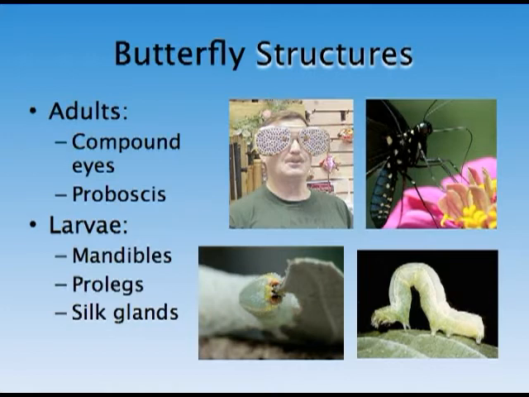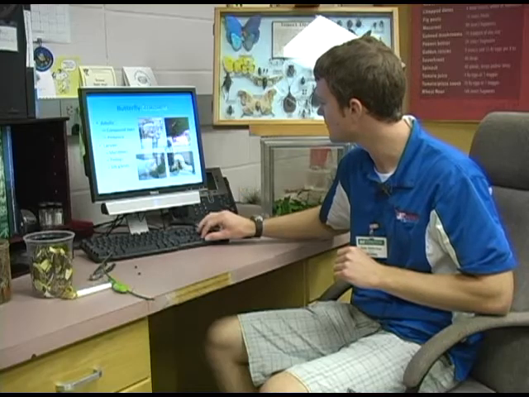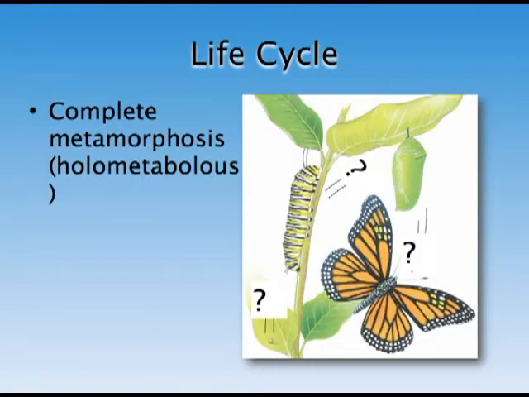So we have a picture here. You can see the mandibles chewing up a leaf, and you can see the prolegs on this looper, because it kind of makes a loop with its body. You can see the prolegs in the back gripping the leaf. So this brings us to the way the butterfly grows.